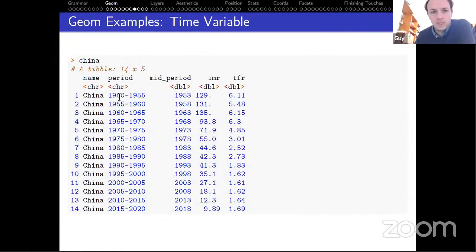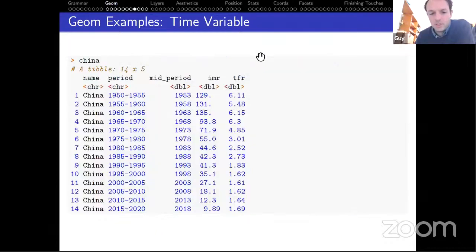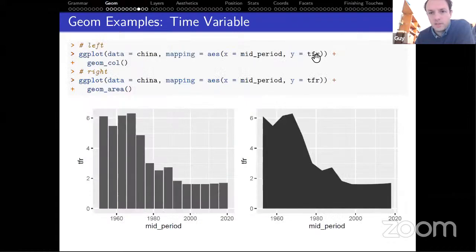And then just some more examples using time, so creating some time plots. So here I've just created a subset of the data frame for China, looking at the infant mortality rate and the total fertility rate over time. So here we've used a geom column. So we put time as the mid period. Let's see here. This is the mid period here column. So we use the mid period and then the TFR. We use a geom column to put columns in each of the periods, and here geom area to create this sort of area plot over time. So same data again. Everything on the first line is the same. It's just the geom that's different.